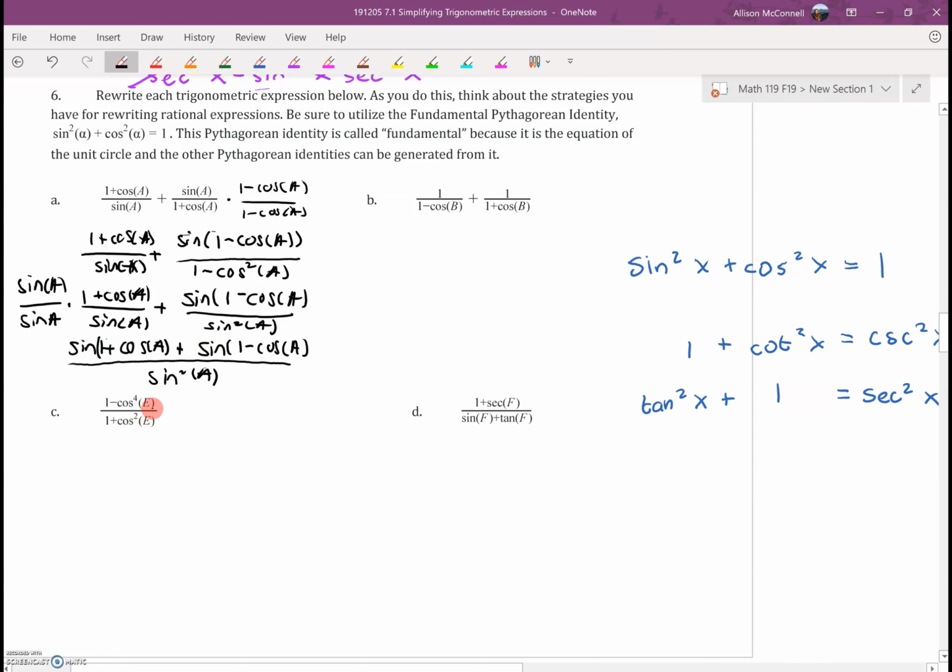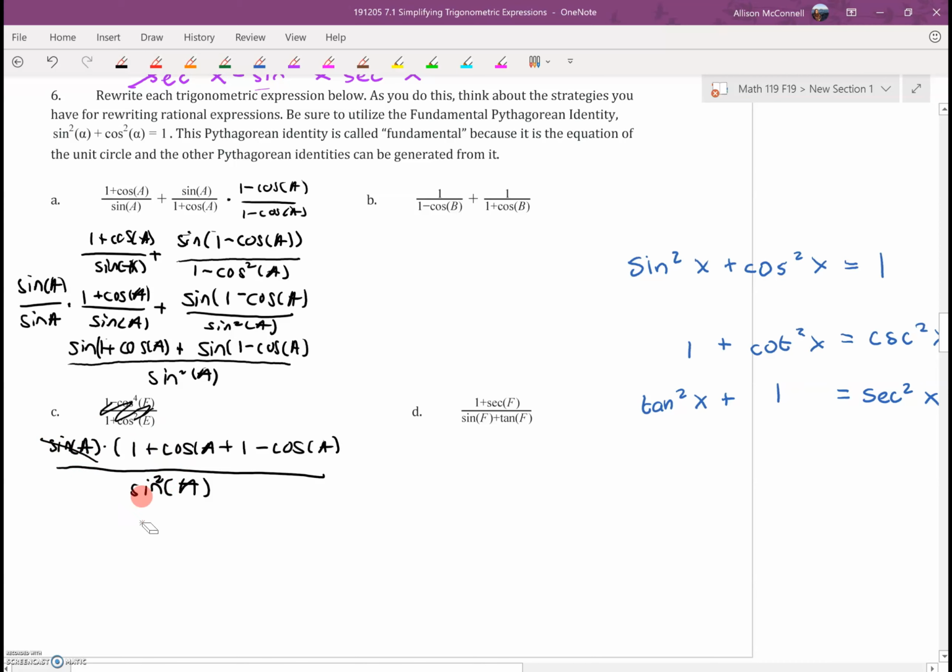So if I factor out a sine, I'm just going to bleed into this. That's fine. So I'm going to just factor out a sine. Sine of A times 1 plus cosine of A plus 1 minus cosine of A, all divided by sine squared of A.